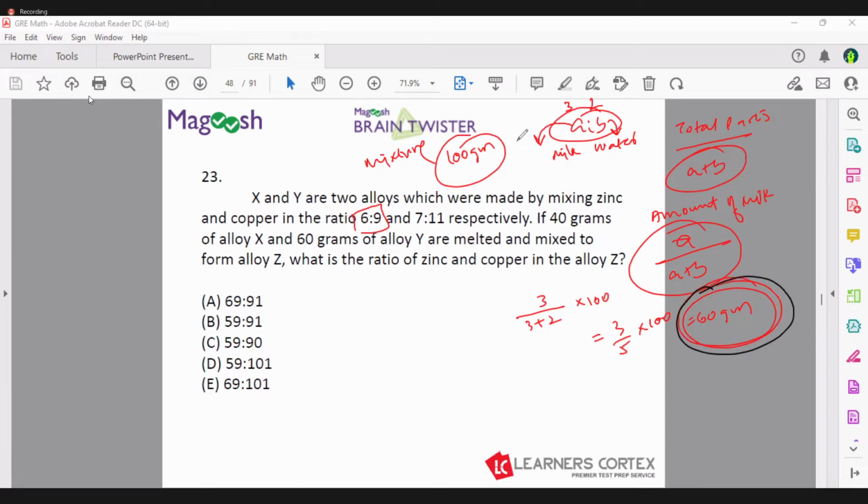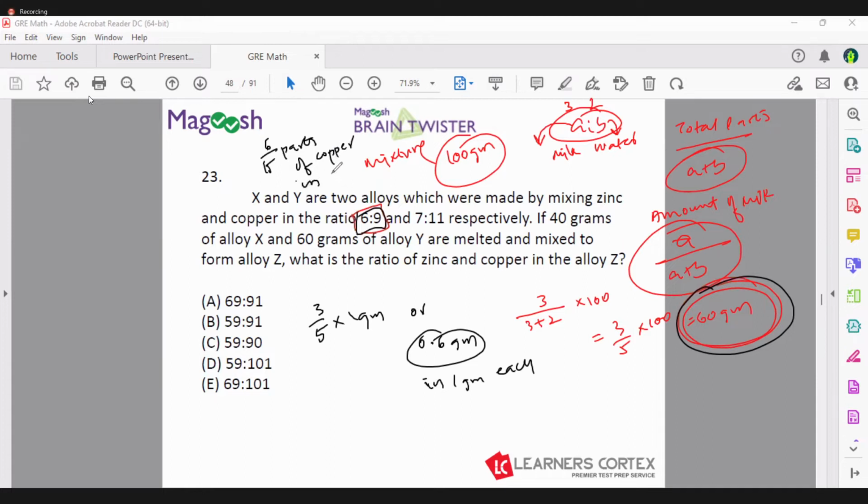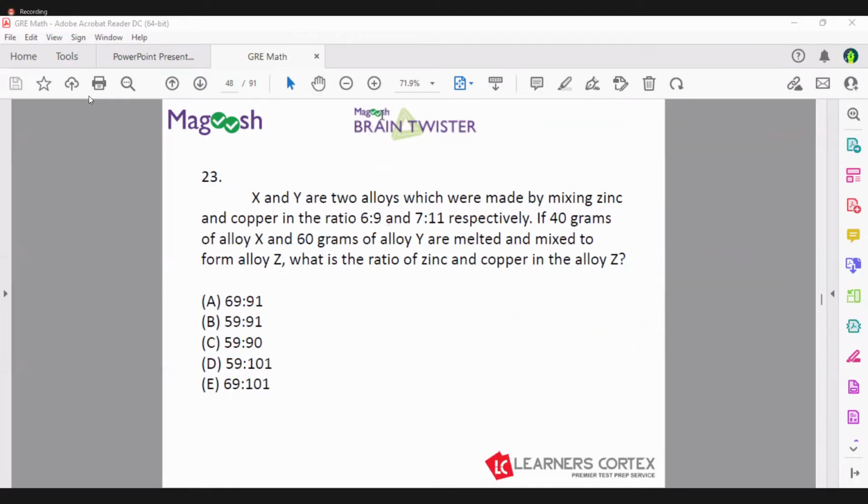You're welcome. Also, as you were saying, to change it into a single unit, since it is 3:2, that means 3 over 5 in 1 gram, or basically 0.6 gram in 1 gram each. So yes, this will also be written as 6 by 15 parts of zinc in 1 gram each. Sorry, zinc, not copper. Okay, anyone else? Okay, then next question.